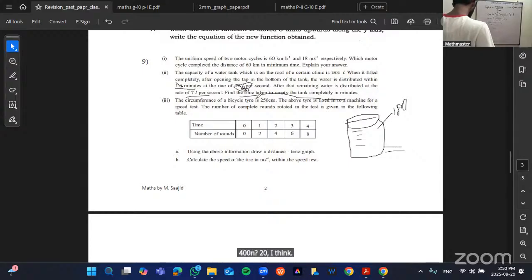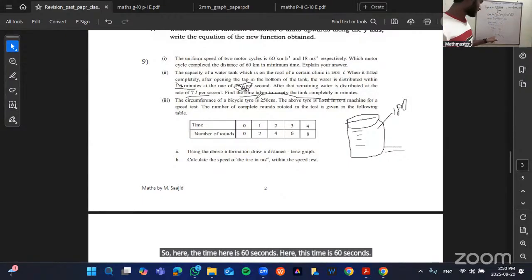Let's see. Yeah, 420 equals 7T. Divide both sides by 7. T will be 60 seconds. So here the time is 60 seconds.